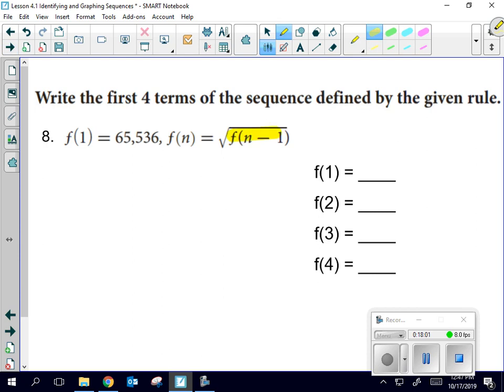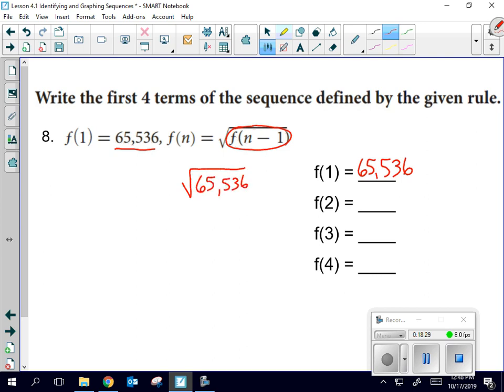Right here, this thing tells me it's the recursive rule. So I need to know the previous term. That's okay. I know the first term is 65,536. And what is it saying to do to the previous term? Well, the previous term looks like it's being square rooted. So if I square root 65,536, you can do that in your calculator. I hit the square root button on my calculator. It looks like the square root of that is 256.